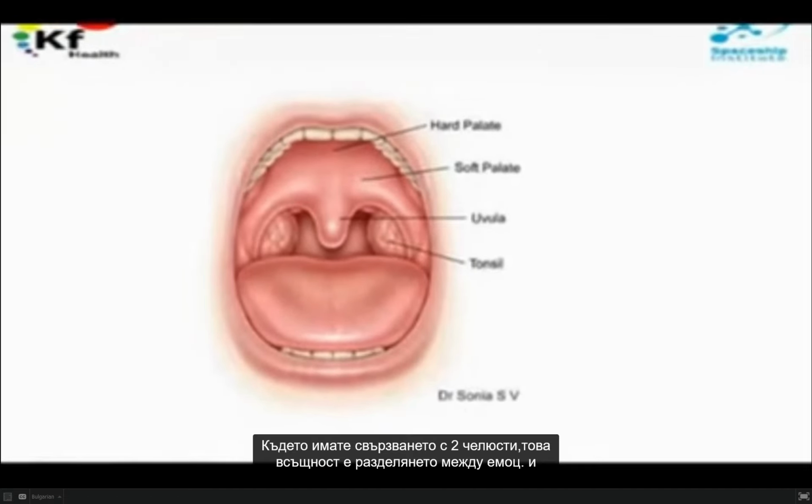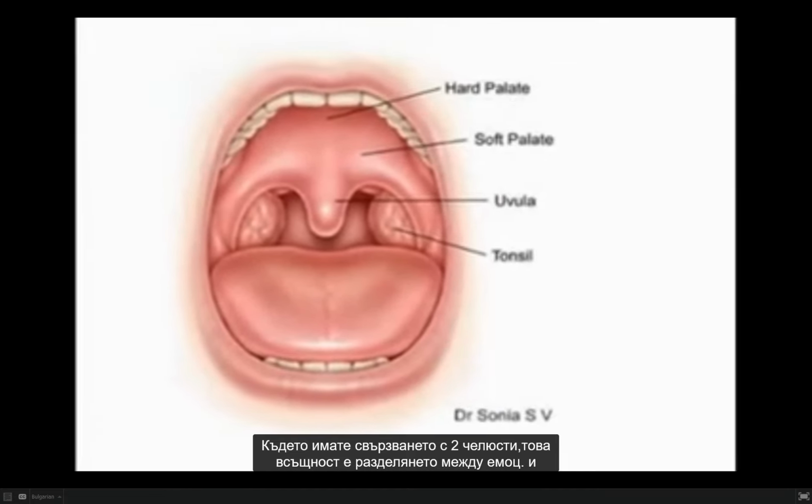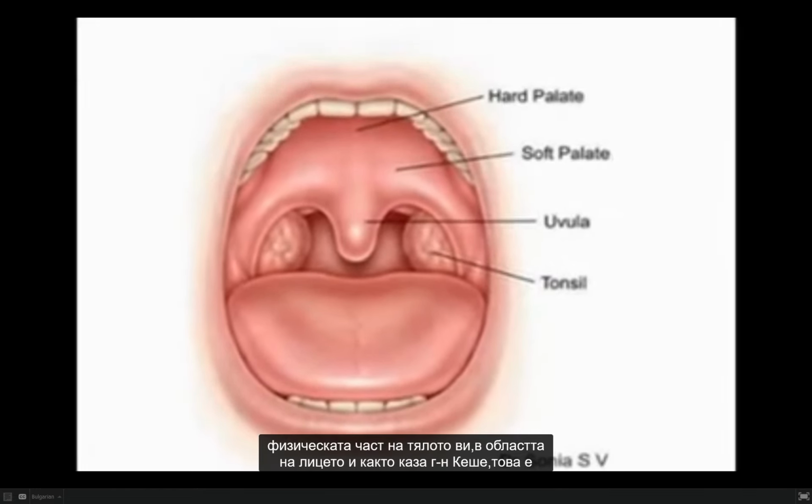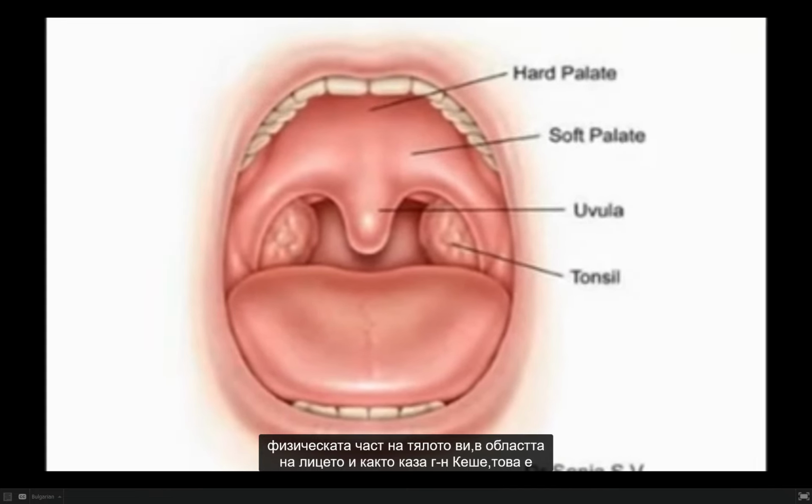Where you have the conjunction with 2 joints, it is actually the separation between the emotional and physical part of your body in the face area, and, as Mr. Kesh said, this is the outside point for your connection with the emotional part of your brain. And if you follow that line, you see that the uvula sits exactly in the middle of the line between 2 joints, right and left, the conjunction between the lower and upper part of your joint.